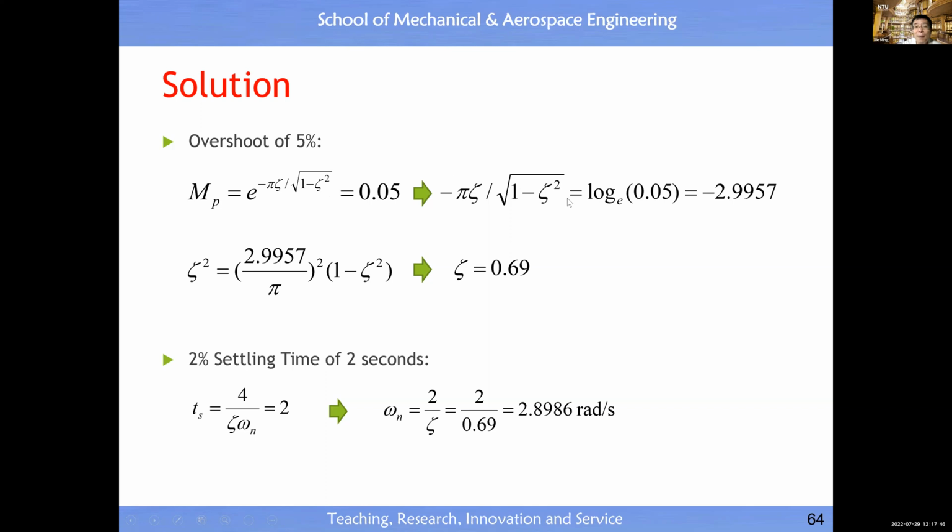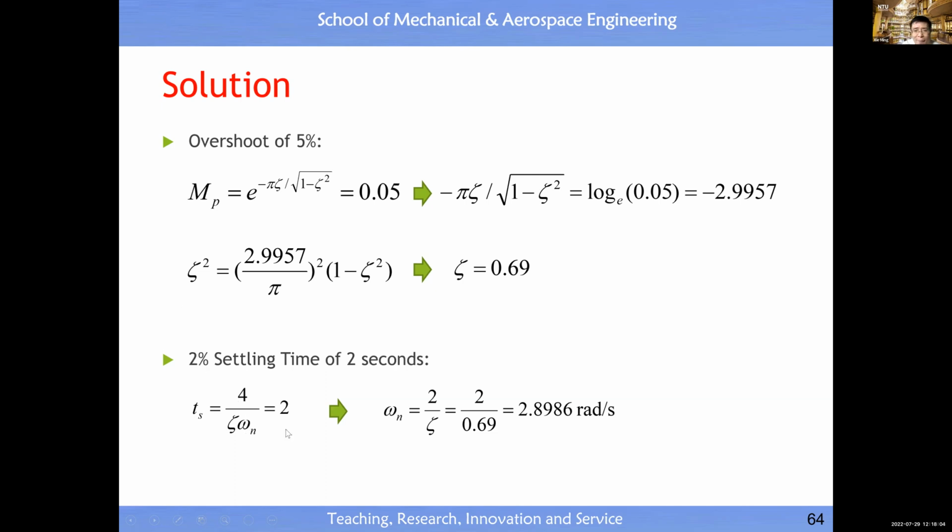Then this becomes 1 minus zeta squared. Then we have a single variable, zeta squared. We can calculate zeta squared. Then once you know zeta squared, you compute the square root of zeta squared. Done already. All right. Since we know the settling time is 2 seconds and the error band is 2%, then the formula is this one.